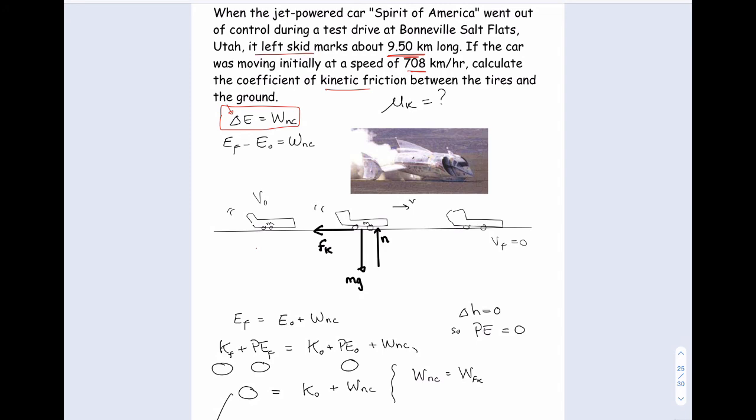We want to find mu sub k. Remember, the only place mu sub k shows up is in that expression, so somehow it has something to do with kinetic friction. So here's the car when it applies the brakes. Here's where it stopped. I showed it while it's skidding. You have normal force pointing up, mg pointing down, and kinetic friction force pointing backwards.